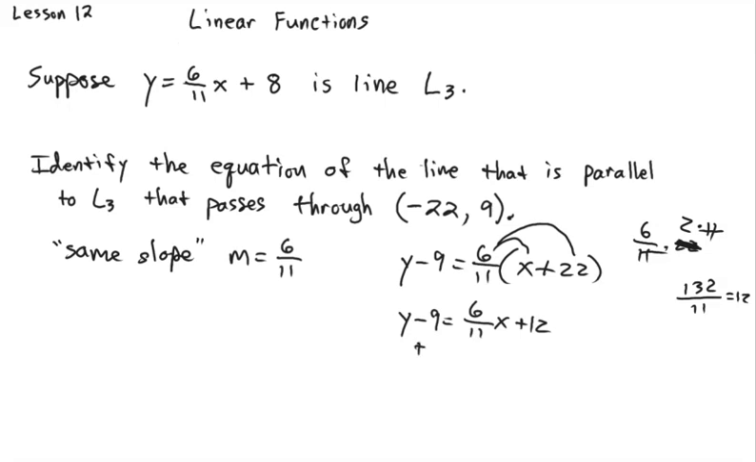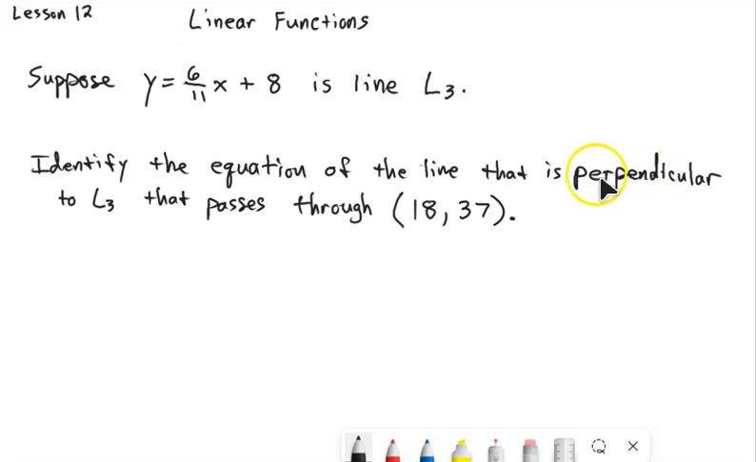And so now we're going to add 9 to both sides, and we wind up with y equals 6 over 11x plus 21. And so the y-intercept of this line is b equals 21, and the slope-intercept form is y equals 6 11ths x plus 21. Note the same slope as 6 over 11x. All right, here's another one, only this one's perpendicular. We have the same line, L3.